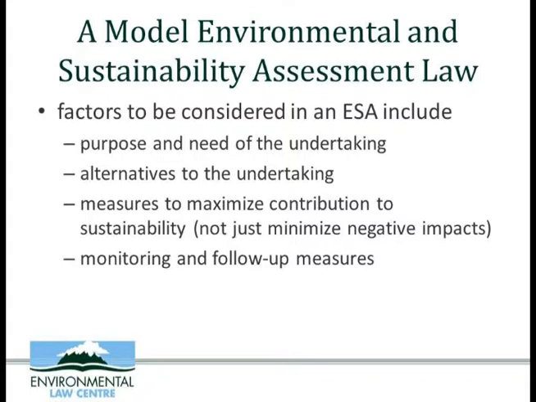The model law sets out several factors that need to be considered in the course of an environmental and sustainability assessment. I've listed a few here. There are other factors that need to be considered, but unlike CEAA 2012, the model law requires that the purpose and the need for the undertaking be considered, as well as potential alternatives to the undertaking. One of the alternatives to an undertaking is the no-go alternative, right? What would happen if we don't proceed with the undertaking?